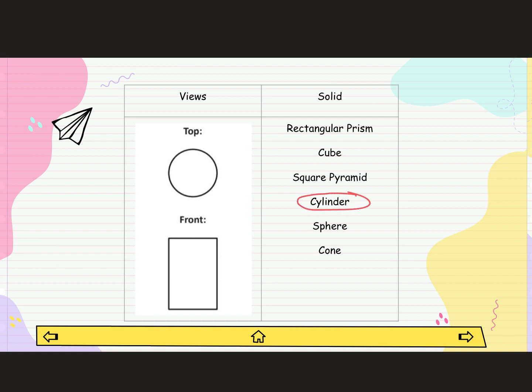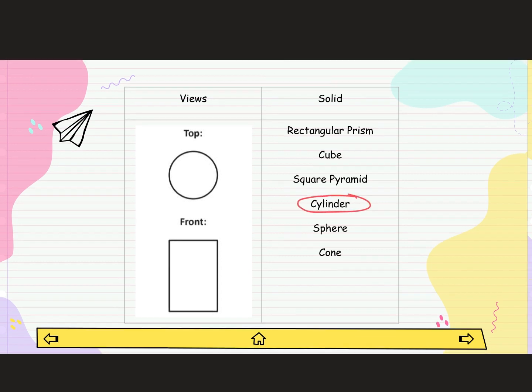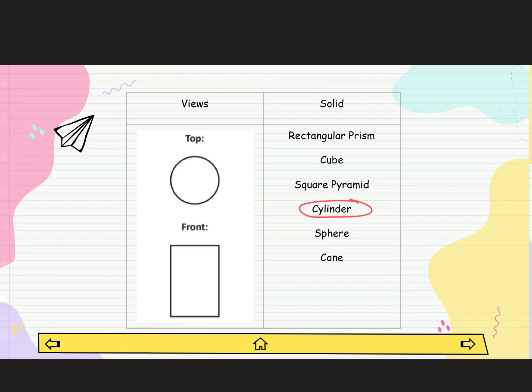the net of a cylinder. If we look at the net of a cylinder, sorry, my screen is being very crazy. We know that the net of a cylinder looks something like this. It's not drawn to scale. So if we look at the top, you see a circle. When you look from the front, you see a rectangle.